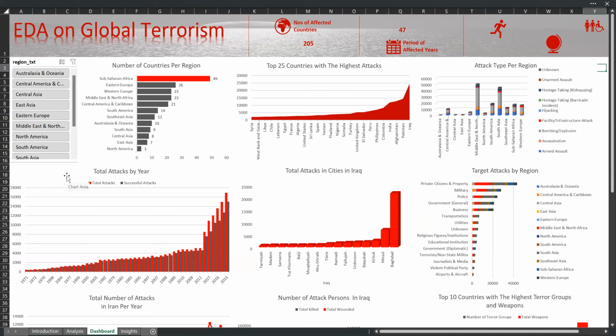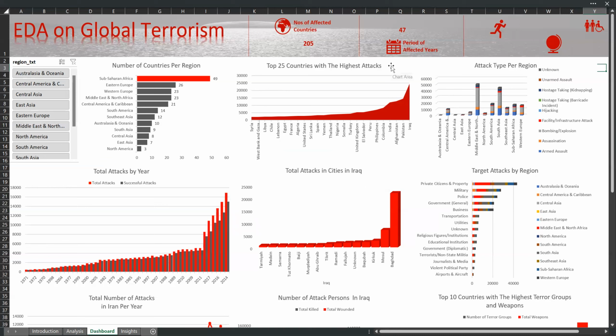The next chart illustrates the total attacks by year. This includes the number of successful attacks and also the number of unsuccessful attacks. From the chart, 2014 had the highest number of attacks with 16,903. Out of that, the number of successful attacks is recorded as 15,015. So that gives us a rough estimate of about 1,888 unsuccessful attacks.